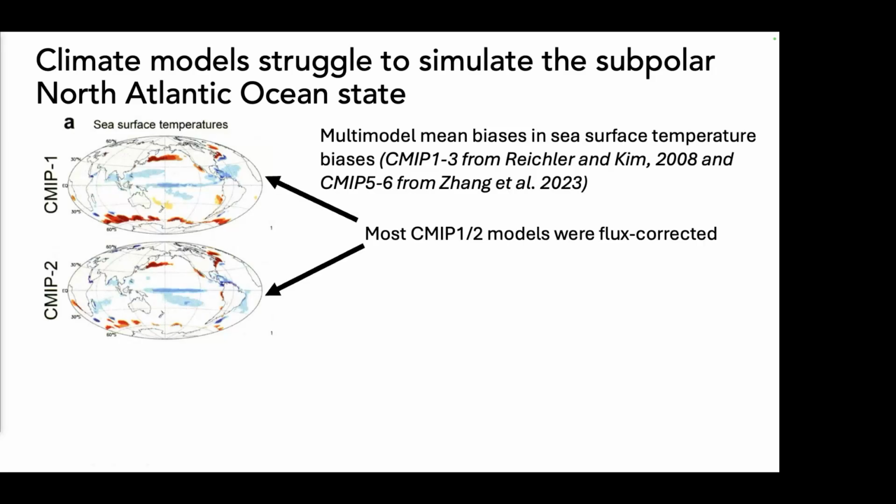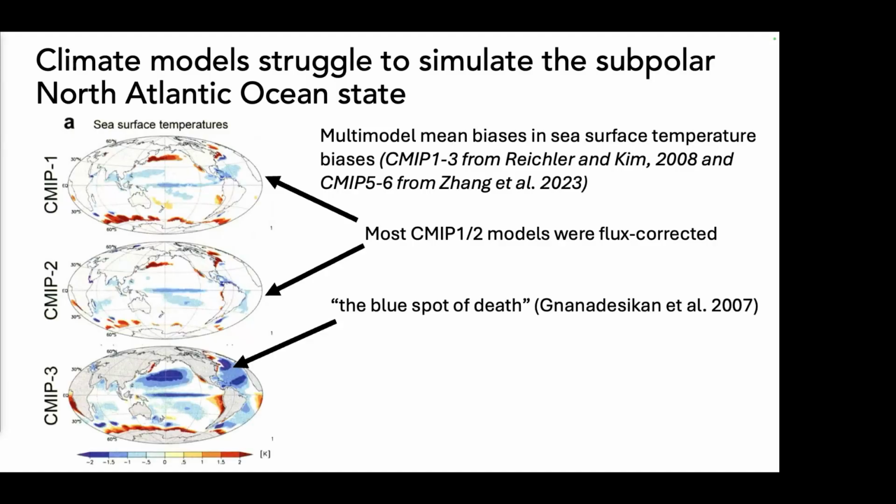Well, yes, but that's because CMIP1 and CMIP2 models were flux corrected. So what they did was they put surface heat fluxes at the ocean to constrain the climate to where you want to be. So you're kind of holding the ocean and the atmosphere fixed to where you want. It wasn't until CMIP3 that most of the models took that scaffold off to see what a truly fully coupled interacting climate system would do. And that's what CMIP3 looked like.